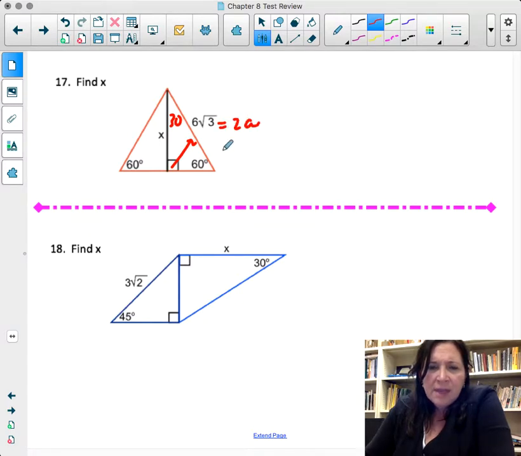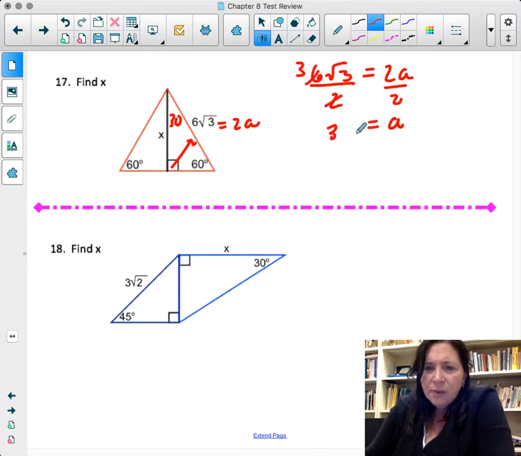So that means a, so I'm going to divide. If 6 root 3 is equal to 2a, and I divide both sides by 2, remember numbers cancel with numbers. So 2 goes into 6, 3. So a is 3 root 3. So that's across from my 30, 3 root 3.